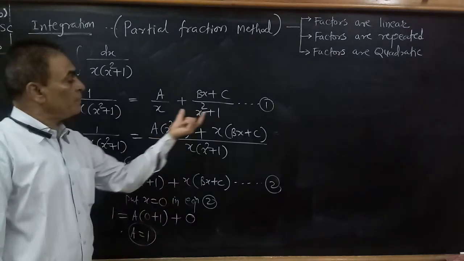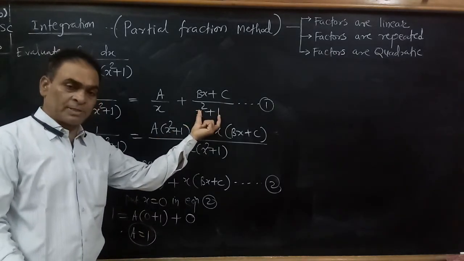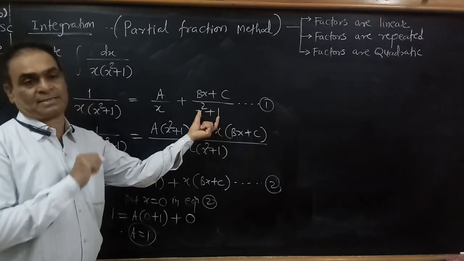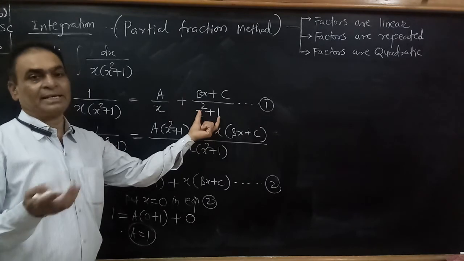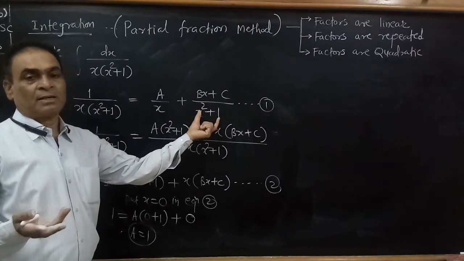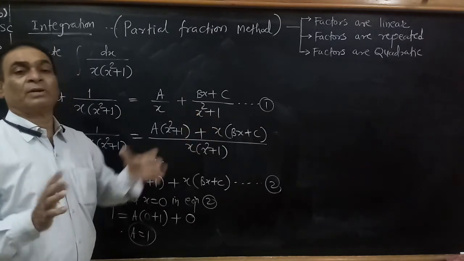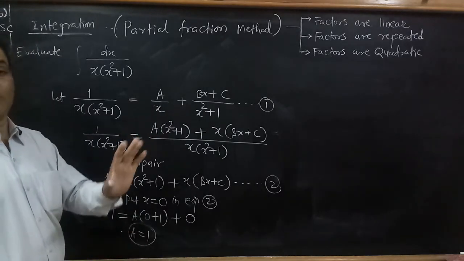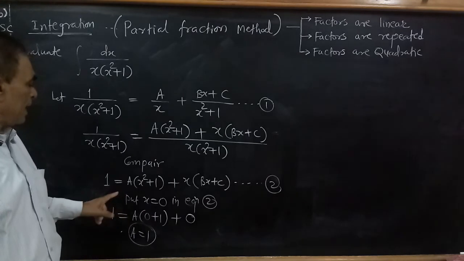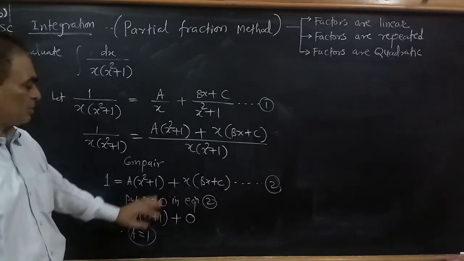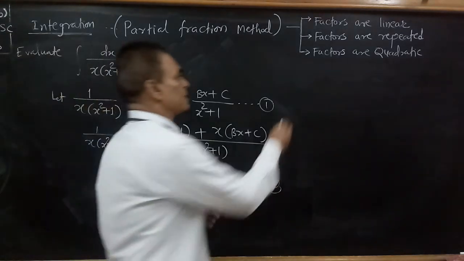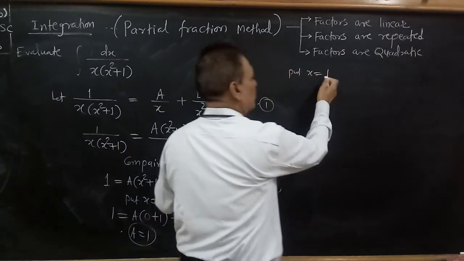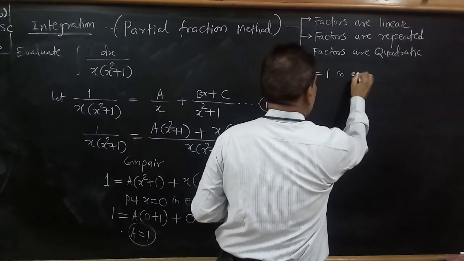When we take the second factor equal to 0, we can't get a real value of x. Then what can I do? Then we can use the trial and error method. We can take any value of x. Here I have taken x equal to 0. Now put x equal to 1, any value, in equation number 2.